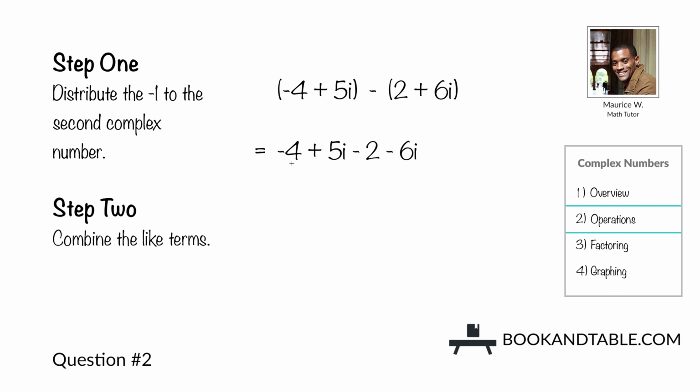So our real numbers are negative 4 and negative 2. So when we combine the like terms, we get negative 4 minus 2. And then we add that to the sum of 5i minus 6i, which is negative i. So negative 4 plus 5i minus 2 plus 6i is equal to negative 6 minus i.